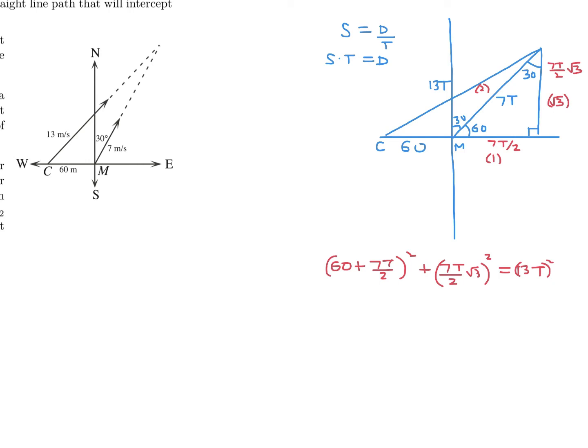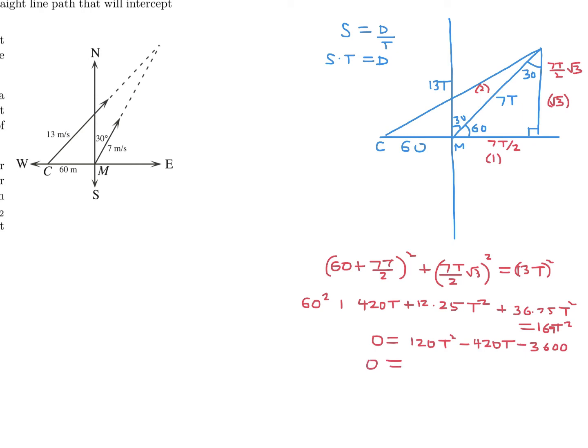All right, so we have to expand this whole thing. We get 60 squared plus 420t plus 12.25t squared plus 36.75t squared is equal to 169t squared. Put everything on one side, and you'll have 120t squared minus 420t minus 3600. Then divide through by 120, and you'll get t squared minus 3.5t minus 30.